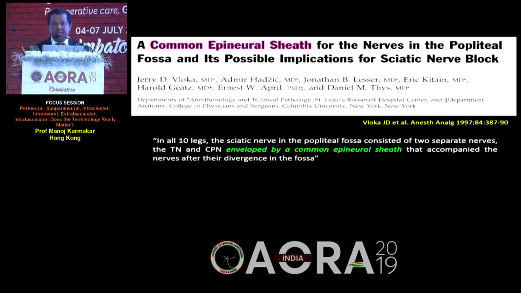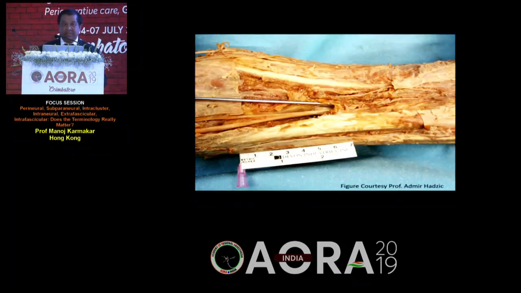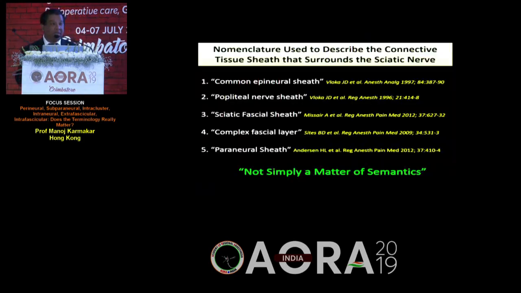this structure as the common epineural sheath. Because at that stage, they really found that this is a connective tissue layer that is outside the sciatic nerve. And without having a proper terminology at the time, they called it the common epineural sheath. Unfortunately, this led to a host of different terms being described, given that there was some confusion as to what this structure really is.